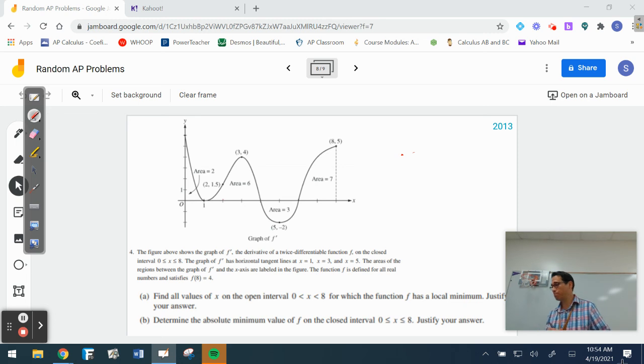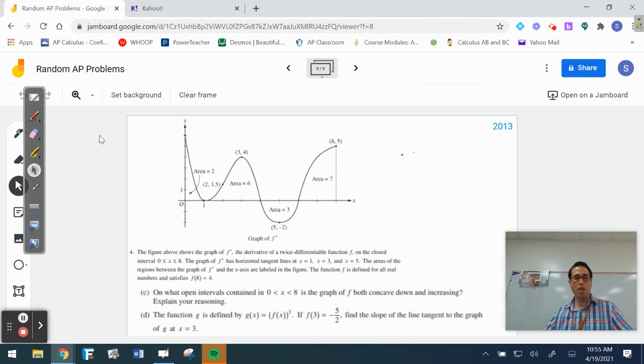f of 0. But that was worth 3 points. You got a point for considering 0 and 6 as the possibilities. You got 1 point for your answer. And then remember, whenever it says justify, they want to see a table. So you got 1 point for the table.